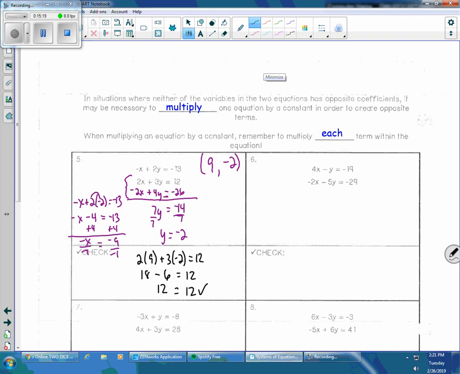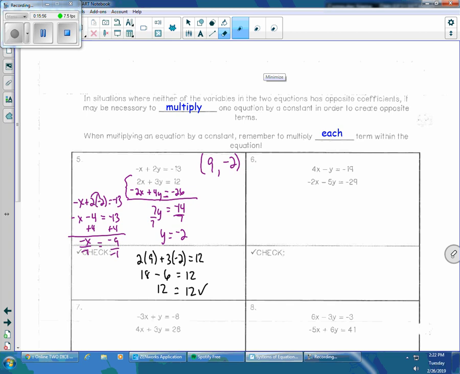Looking at the next equation, number 6. My top one, 4x minus y equals negative 19. And my bottom equation, negative 2x minus 5y equals negative 29. Now, we have choices here. I could multiply the top equation by negative 5, and then my y's would be opposite because I'd have a positive 5 at the top and a negative 5 at the bottom. But that gets into some really big numbers. And whenever I look at a system of equations, I try to keep my numbers as simple as I can.